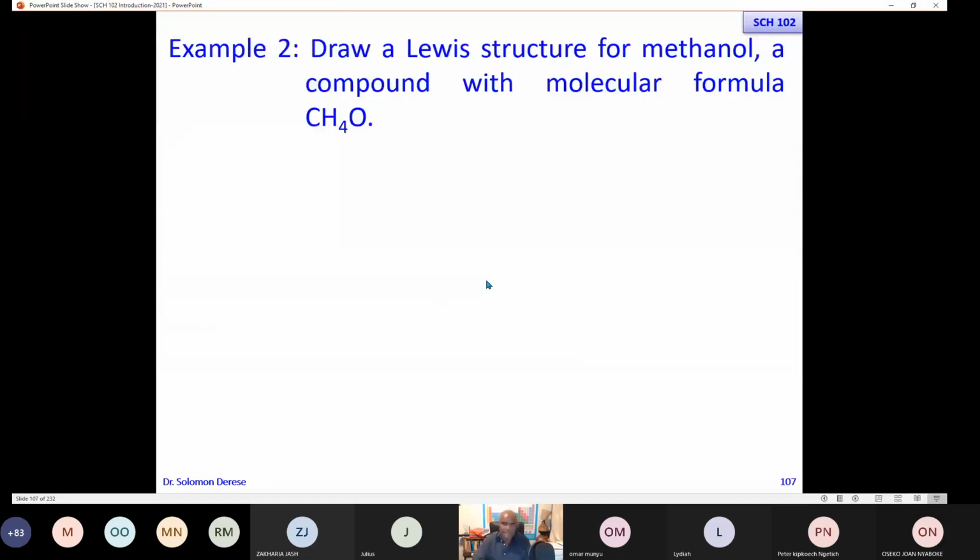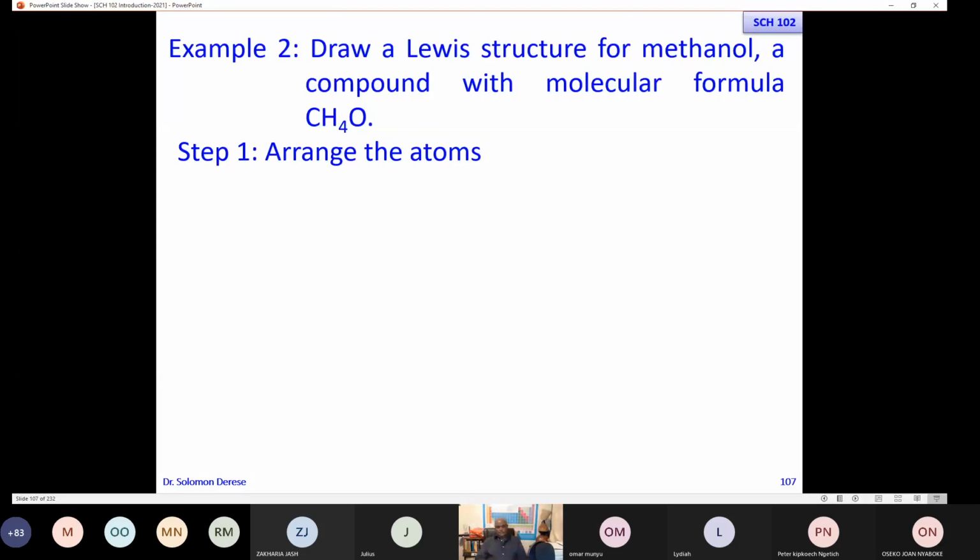So let me give you another example: drawing the Lewis structure for methanol, a compound that has the molecular formula CH4O, 1 carbon, 4 hydrogen, and 1 oxygen. The first step is to arrange the atoms. You should not forget, you have to do these things step by step. If you do it step by step, if you do it logically, you will not be lost. First, you arrange the atoms.